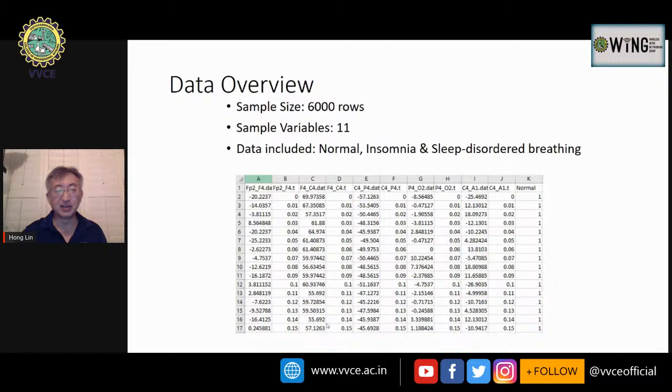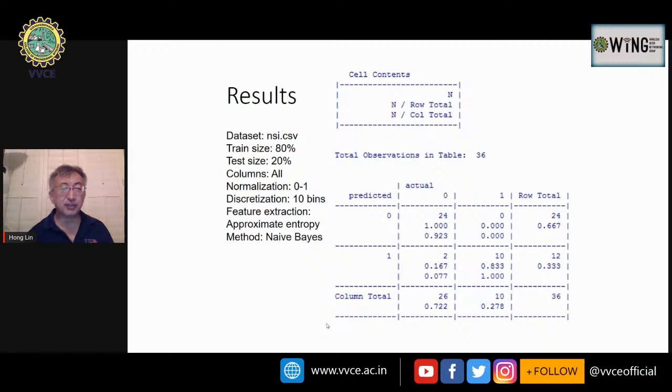Now we use the feature extraction approach in this study. Basically, we extract the approximate entropy from the EEG data. Then we split the data into a training data set and a testing data set, and we run a naive Bayes algorithm on the feature data, and then we get the result. So this is a confusion table, which shows the result. The accuracy in this test is actually pretty good.